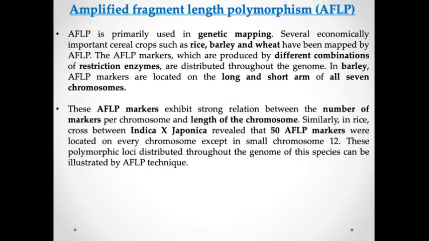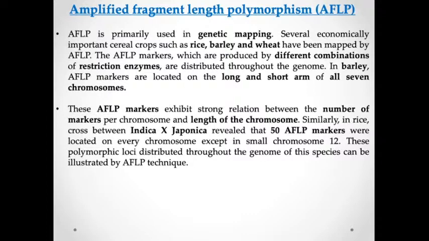So AFLP is primarily used in genetic mapping, and it is also important for cereal crops like rice, barley and wheat, which have been mapped by AFLPs. AFLP markers have been produced using different combinations of restriction enzymes. In barley, AFLP markers are located on the long and short arms of all seven chromosomes, and they exhibit a strong relationship between the number of markers per chromosome and the length of the chromosome.